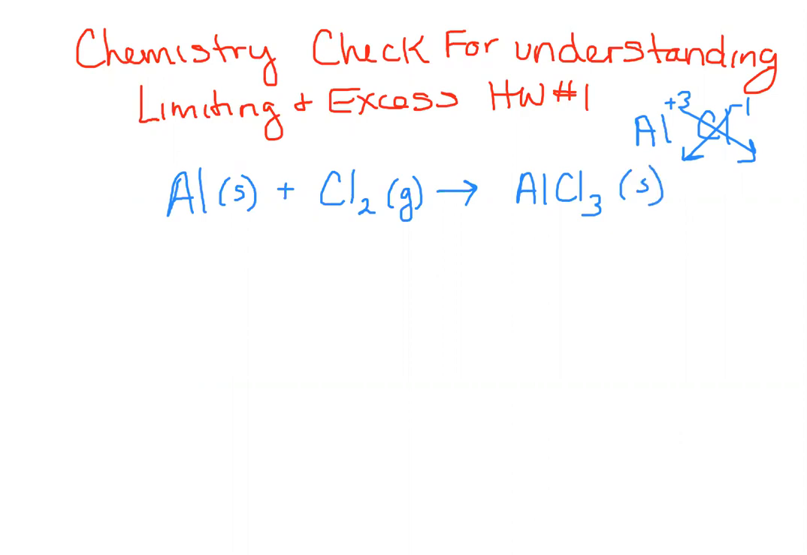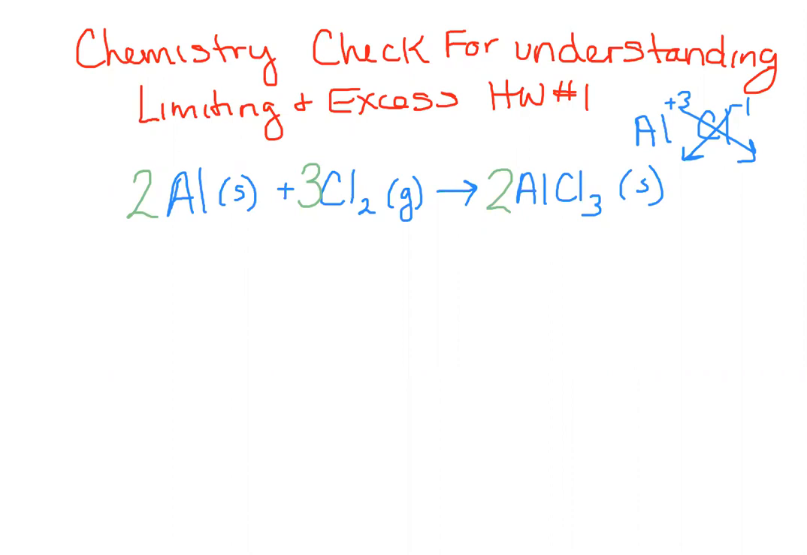Okay, there's our equation. Is it balanced? No, it isn't. So we have to balance it. We got 3 chlorine over here and 2 chlorine here. So that means we're going to have to put a 3 here and a 2 here. Now we have 6 chlorine on each side of the arrow, but we have 2 aluminum here, and so we're going to have to put a 2 there to make it balanced.